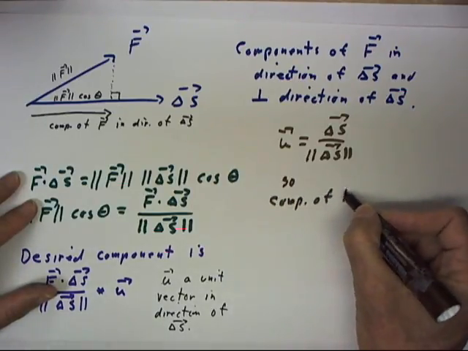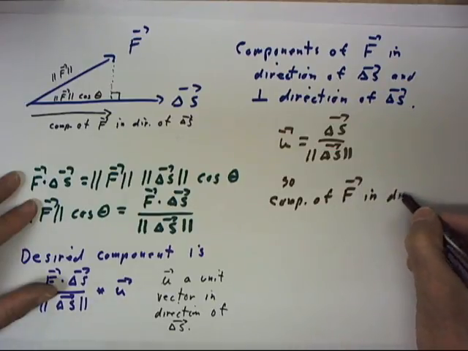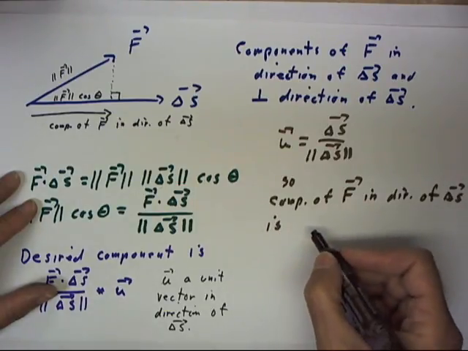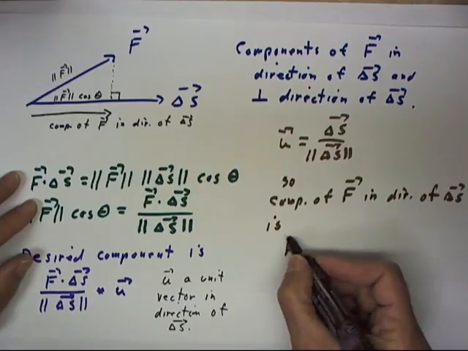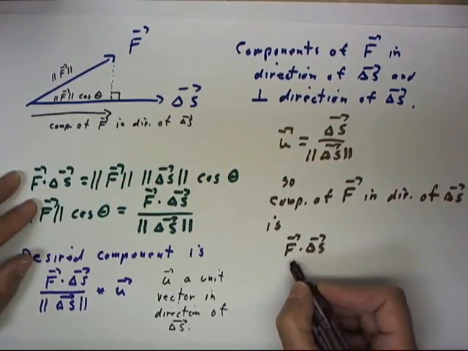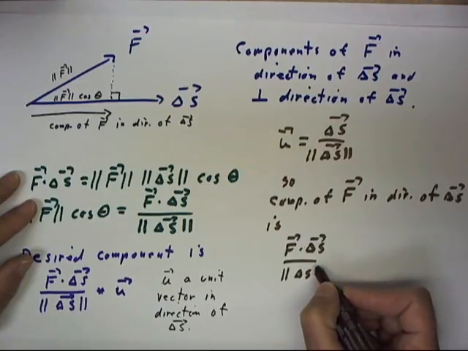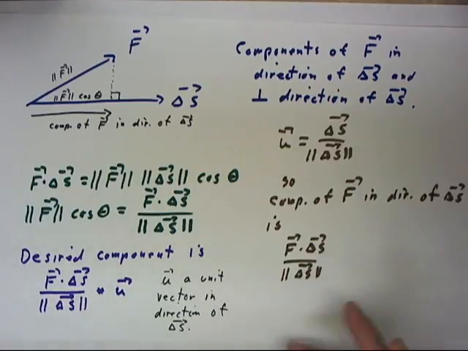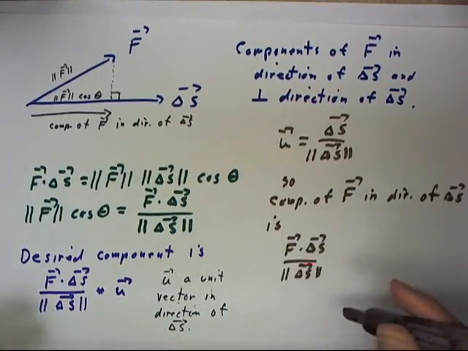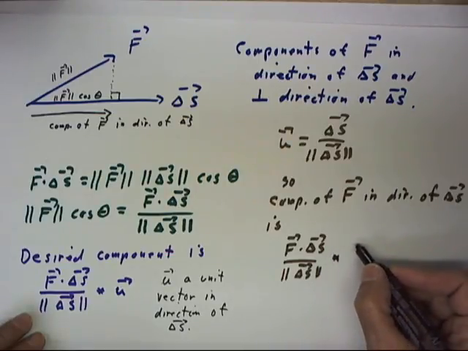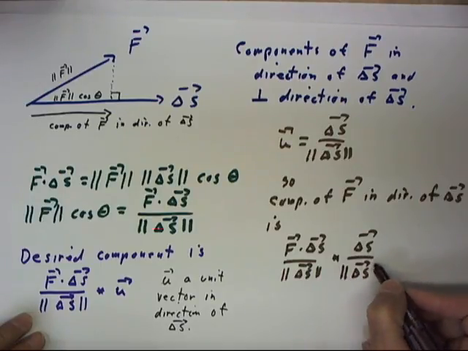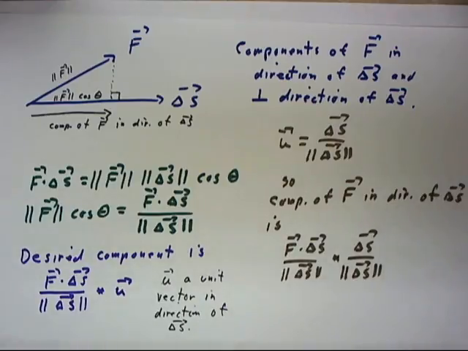So the component of F in the direction of delta s is F dot delta s over the magnitude of delta s, this telling you how big that component is and also whether it's in the direction of delta s or opposite, and then we just multiply that by the unit vector, which is delta s over the magnitude of delta s, and we call this the vector projection.